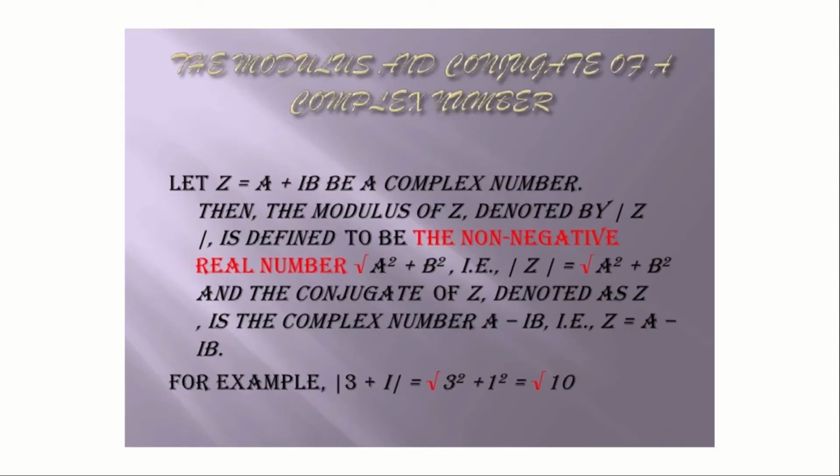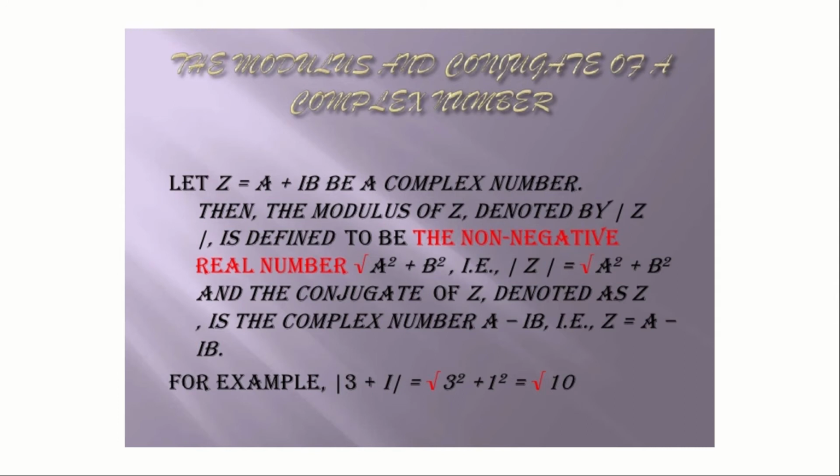The next topic is the modulus and conjugate of a complex number. Let z equal a plus ib. Z can be any complex number, taken as a plus ib. Then the modulus of z is denoted by two straight vertical lines with z inside, and is defined to be a non-negative real number. So if we take a modulus, it is considered a non-negative real number.